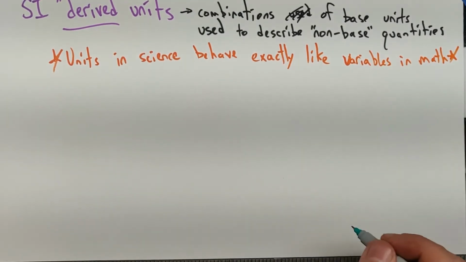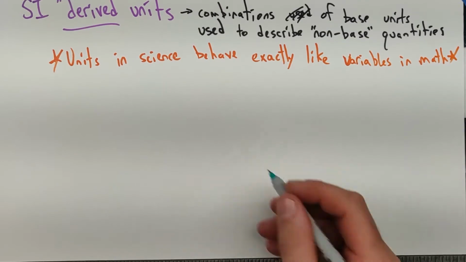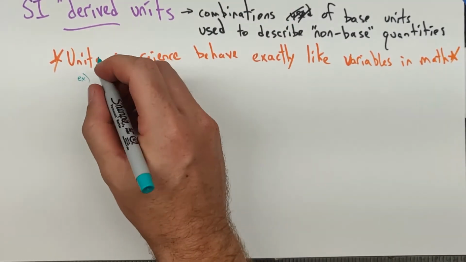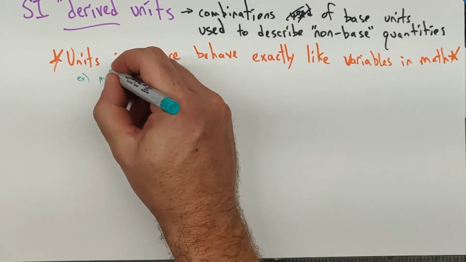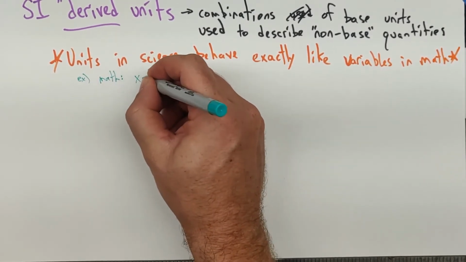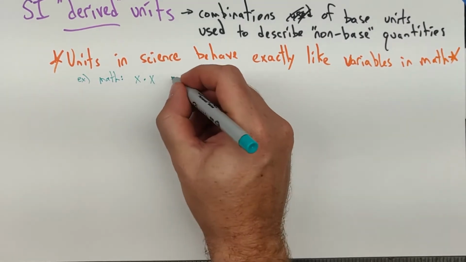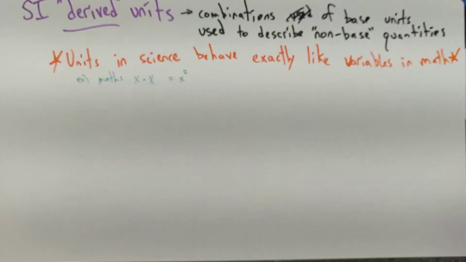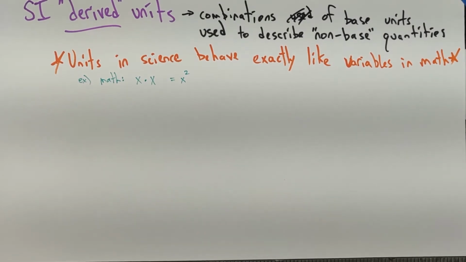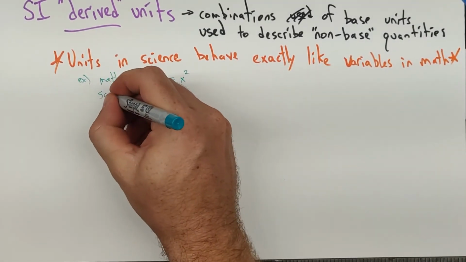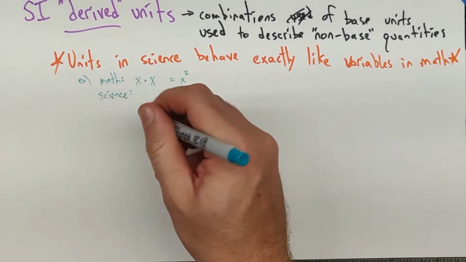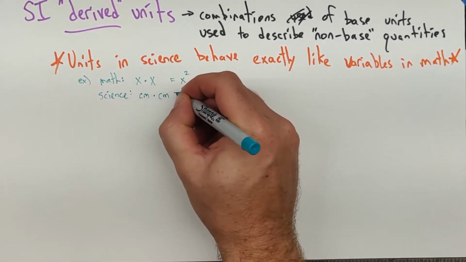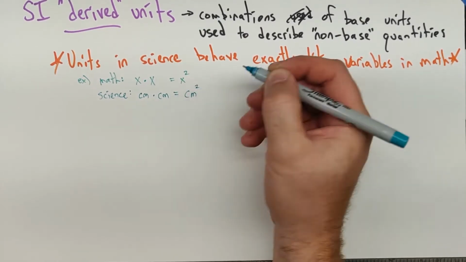All right, so I'm going to put in a quick and simple example, and if you're not a big fan of math and things like that, you can put that example on pause, but a common variable you might use in math class would be x. So in math, you might have x times x, which would give you x squared, right? In science, you might have something like centimeters times centimeters, which would give you centimeters squared, right?